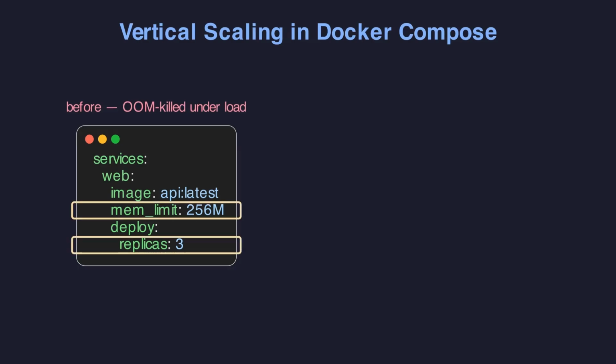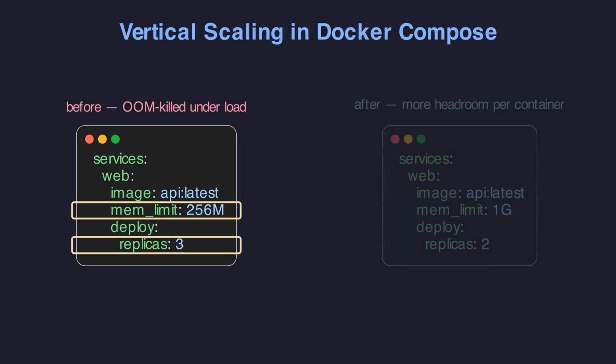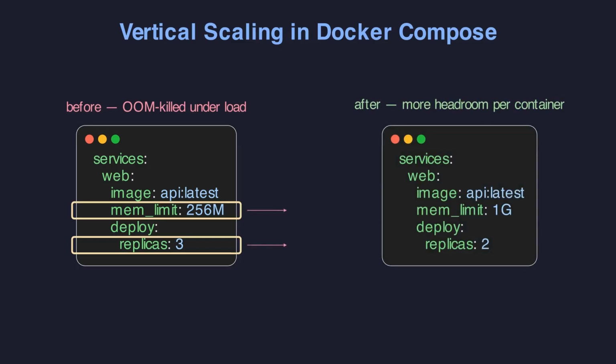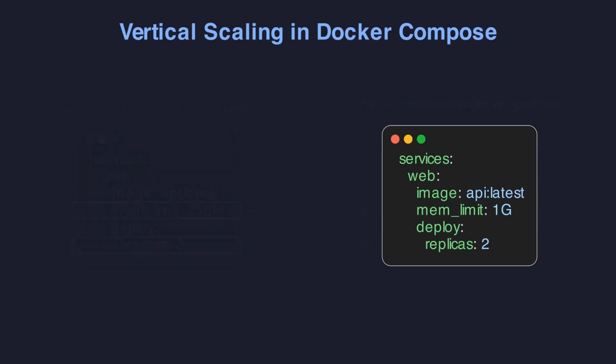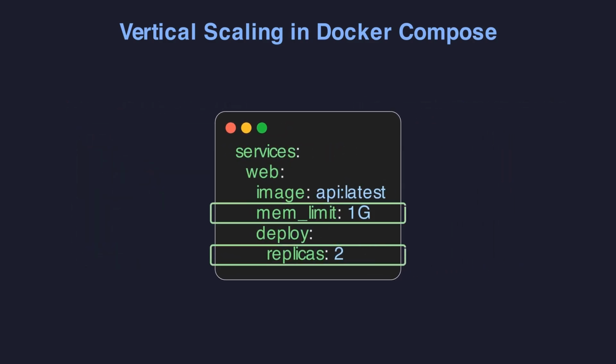The application starts fine because idle footprint is 200 megs, but a single user-triggered search constructs a huge response and pushes the process to 260 megs. The kernel kills it. Adding more replicas with the same 256 megabyte limit won't stop that search from blowing past the ceiling on whichever replica handles it.